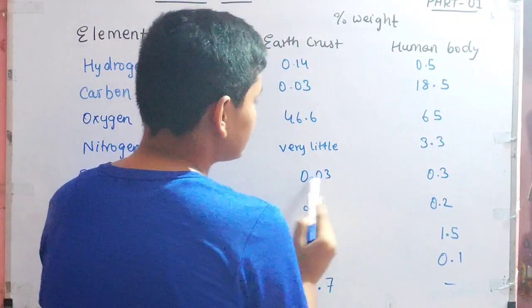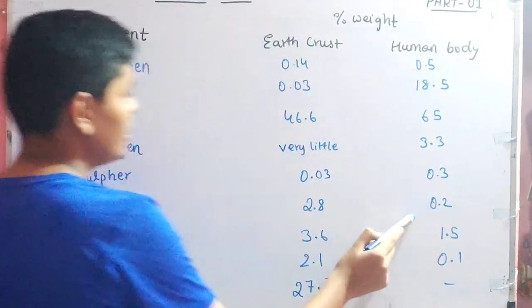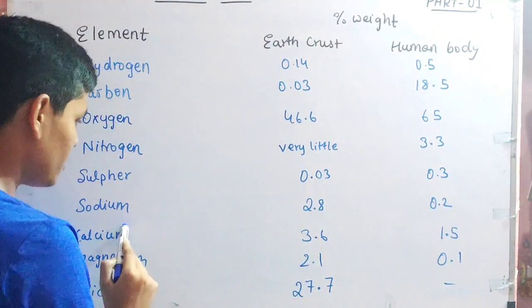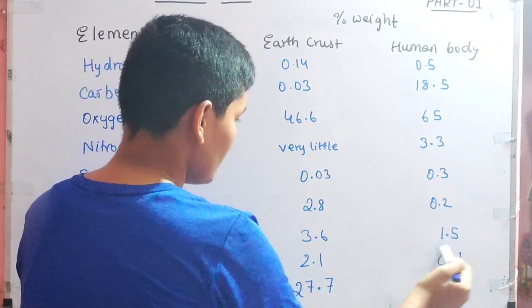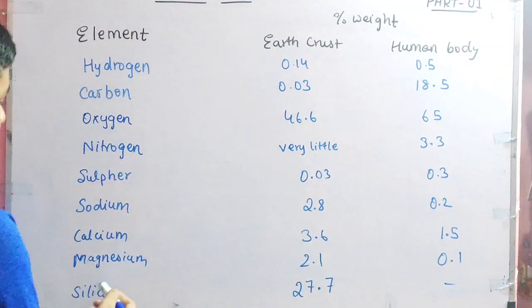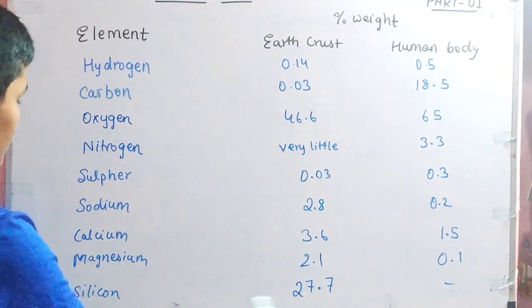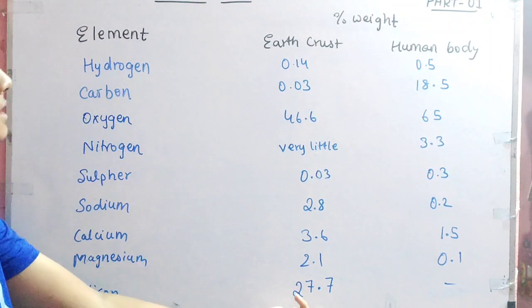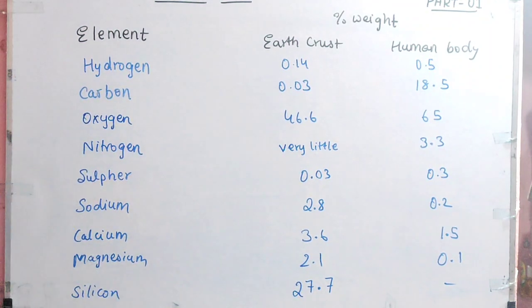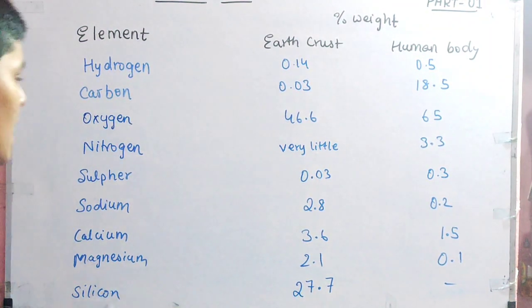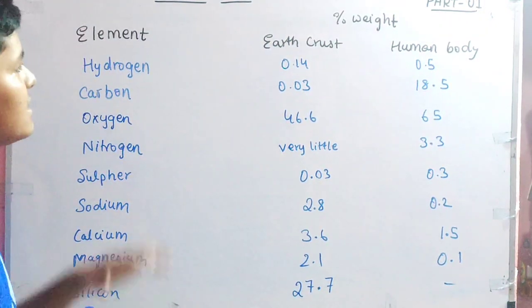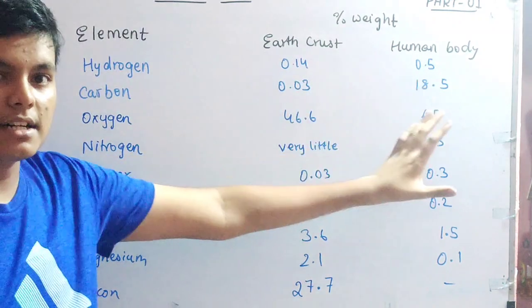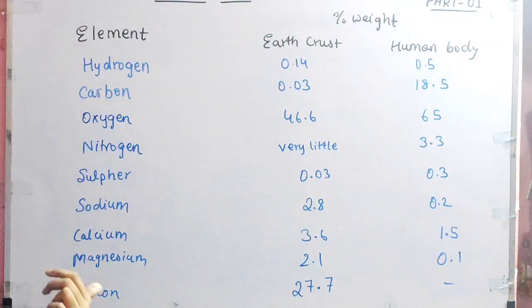Sodium is 2.8% in Earth's crust and 0.2% in the human body. Calcium is 3.6% in the Earth's crust and 0.1% in the human body. Magnesium is 2.1% in the Earth's crust. Silicon is 27.7% in the Earth's crust, and silicon is negligible in the human body. And here magnesium is 0.1% in the human body. So this is the percentage weight present in the Earth's crust and human body, and these are the elements which are present inside the human body.